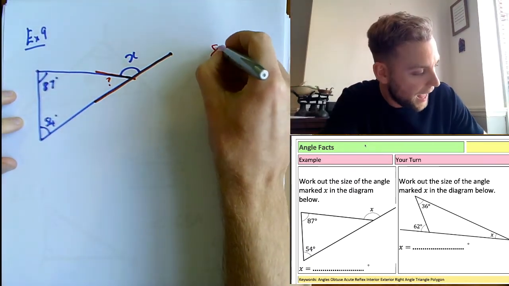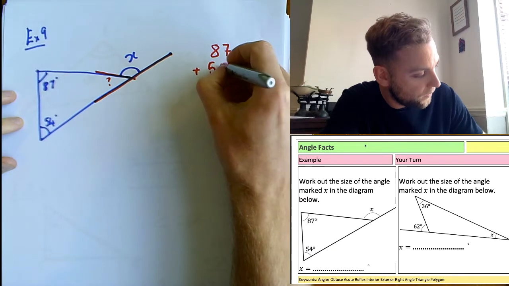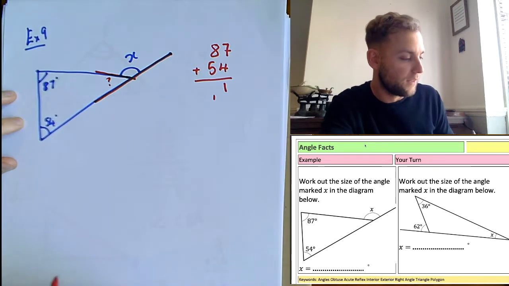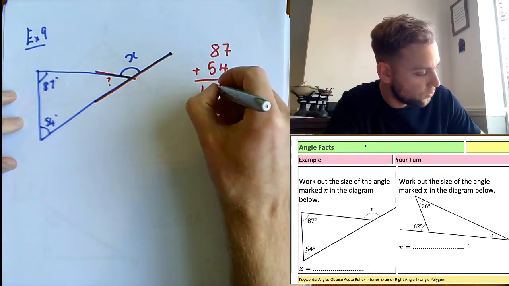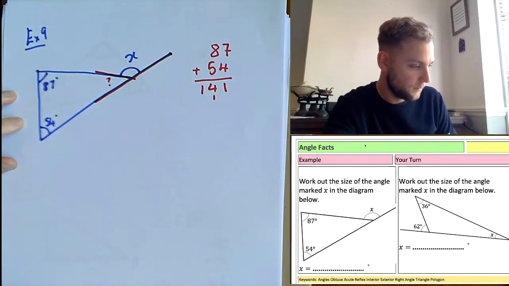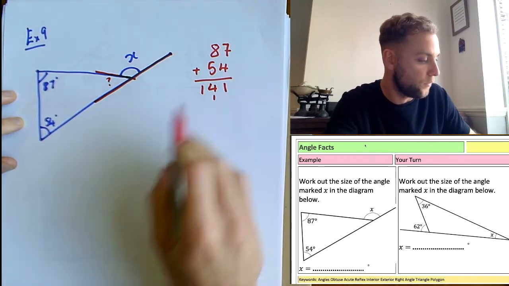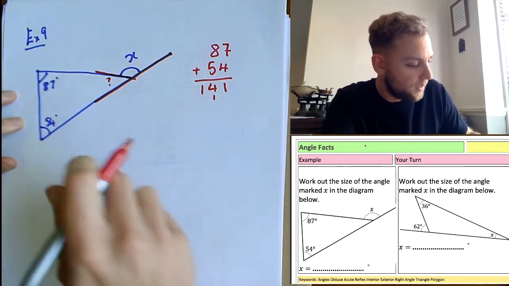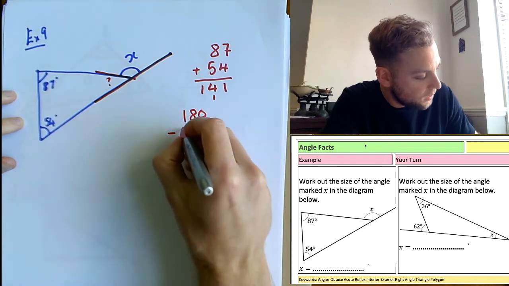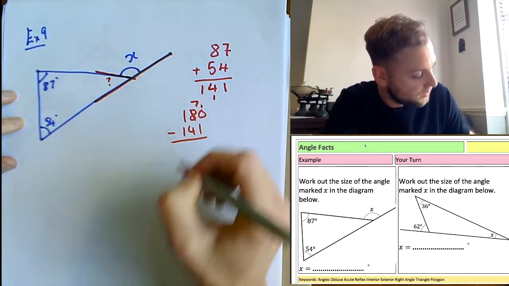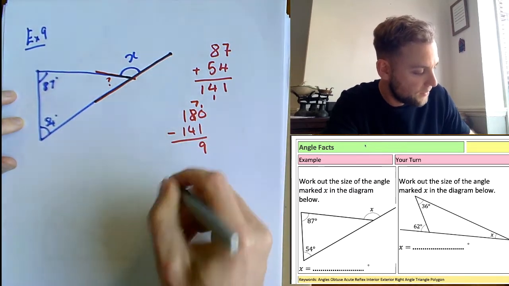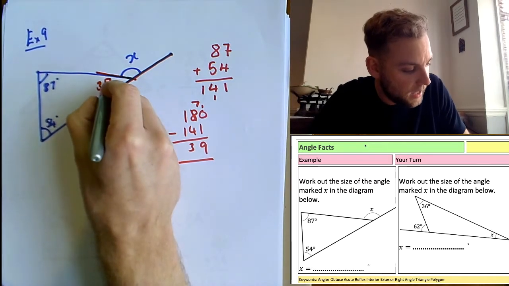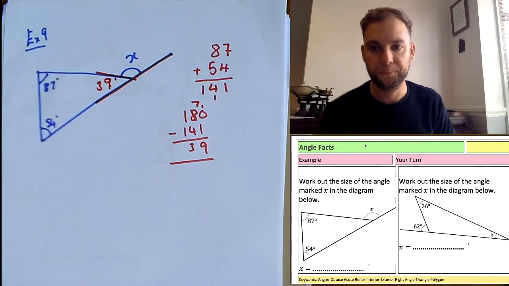So it's going to be 87 plus 54. So 7 plus 4, which is equal to 11, carry the 1. 8 plus 5 is equal to 13. And the extra one is 141. Okay. So now we know that these sum to 180. So 180 take away 141. Well, I can't do that because 7 and 10. 10 take away 1 is 9. 7 take away 4 is 3. And 1 take away 1 is equal to 39. So I know now that this angle here is equal to 39.